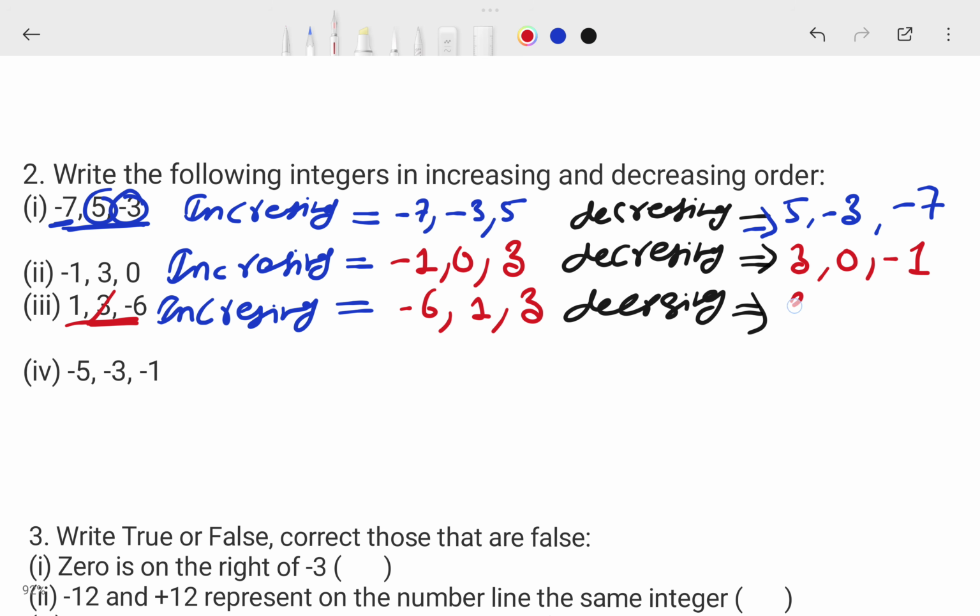3 is greatest, write the 3. After the 3, 1 or -6, which is greater? 1 is greater. After that, which is left? -6, write the -6, okay? Is it clear? Yes.